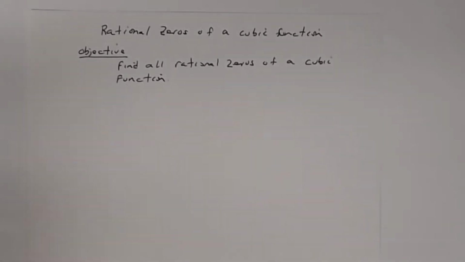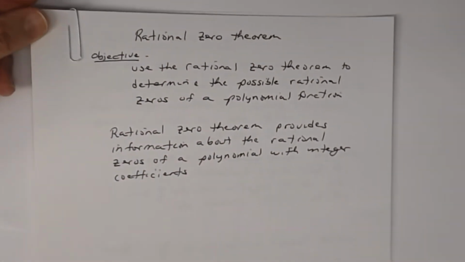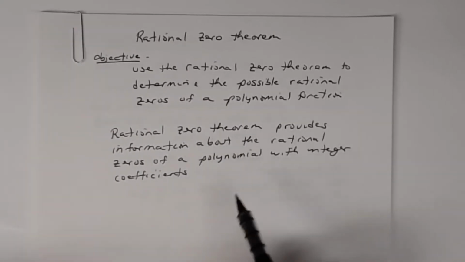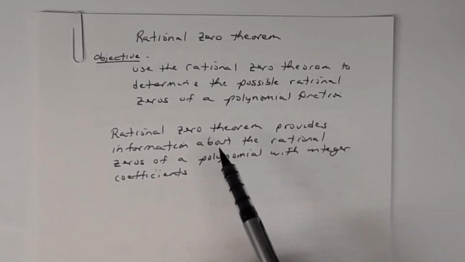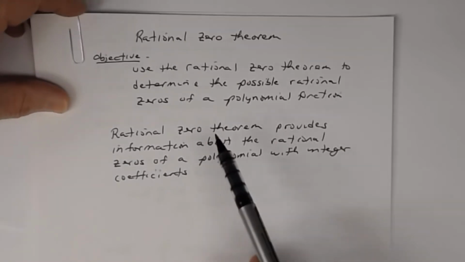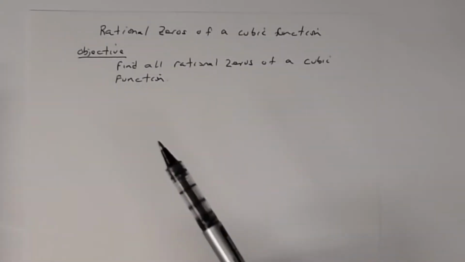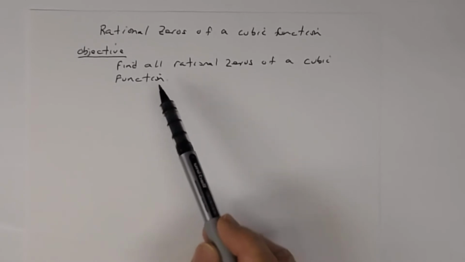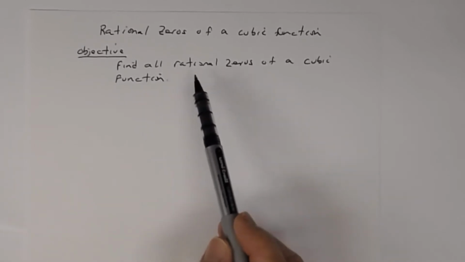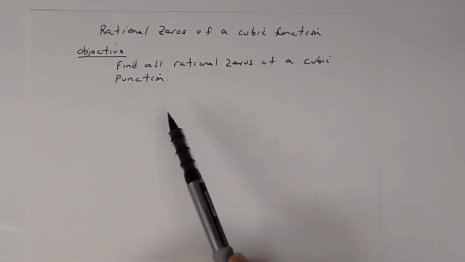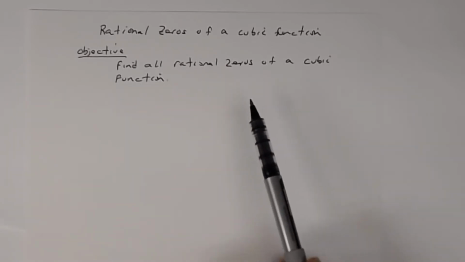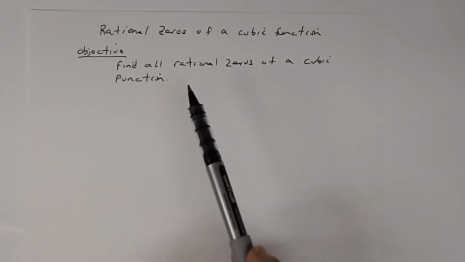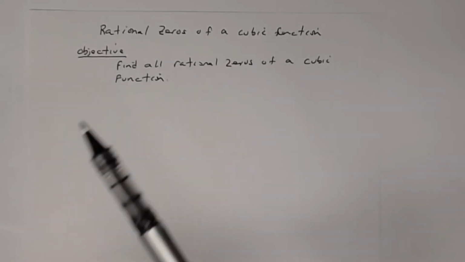Okay, so in this lesson, we're going to continue our study of the rational zero theorem. Now remember, the rational zero theorem allowed you to list the possible rational zeros of a polynomial function. That was in a previous lesson. In this lesson, we're going to actually find the rational zeros, and it's going to be for a cubic function. In the next lesson or a lesson after that, it will be a function that has degree 4 or larger. But for this lesson, we're just going to focus on a cubic function.